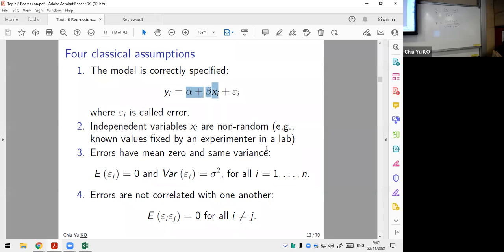Third, the random term has zero mean. I guess that's not a big deal because you have alpha. If it is non-zero, you can put it into the alpha. I think the most important restriction here is that we assume the error has the same variance for all observations.